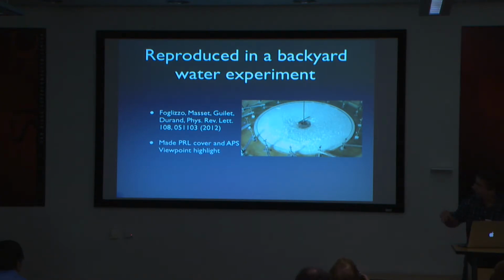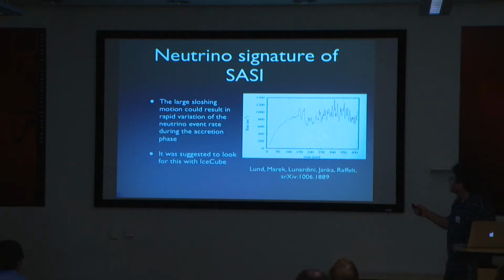And because there is this sloshing that causes modulated accretion rates, you can look at that in the signal at large detectors like IceCube, where the rate of events could be modulated by the sloshing SASI. So this was suggested as a signal for IceCube, and I think this is a very neat idea to see the imprint of this physics directly in the terrestrial data.